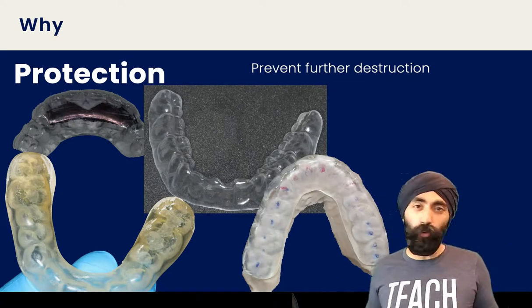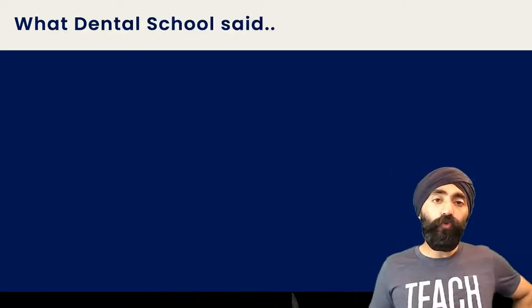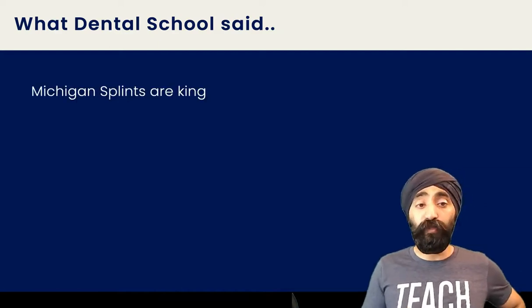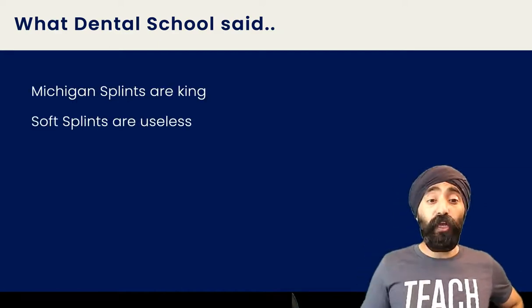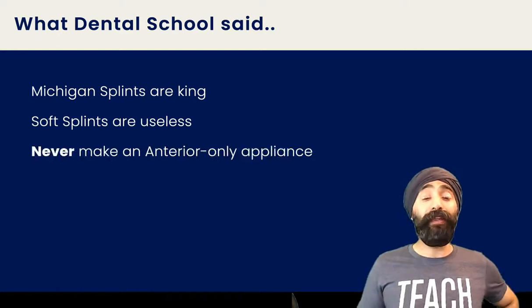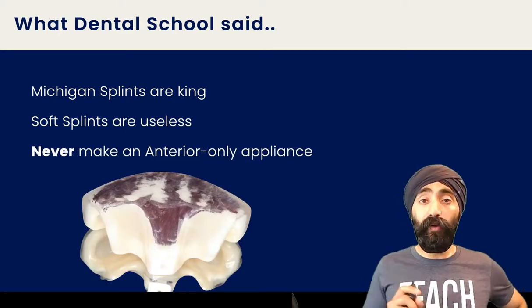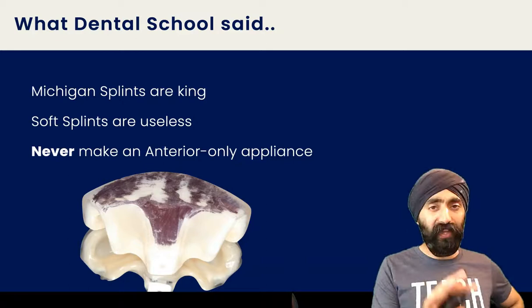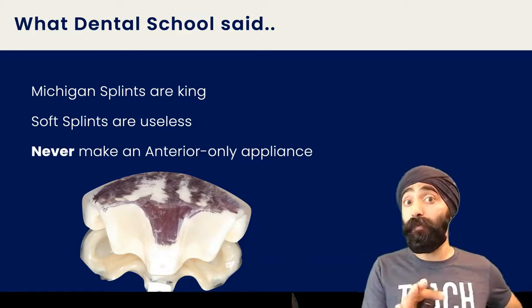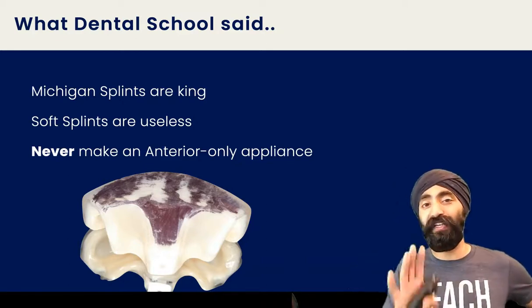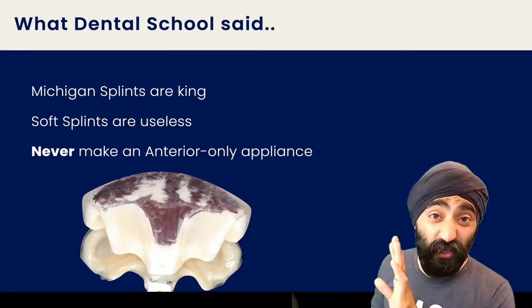So why are there so many? Why don't we just give the same one, okay? Well, remember what dental school said about splints, right? They said Michigan splints are king, soft splints are useless, okay? And they said never make an anterior-only appliance. They are the work of the devil, right? They said that to me. They scared me big time when it came to the prescription of anterior-only appliances. And guess what? I do a lot of those now, okay?